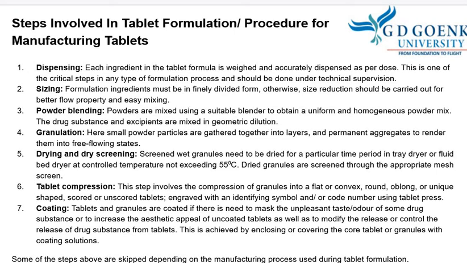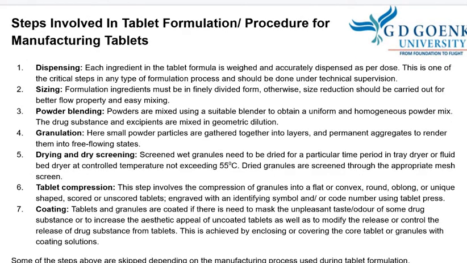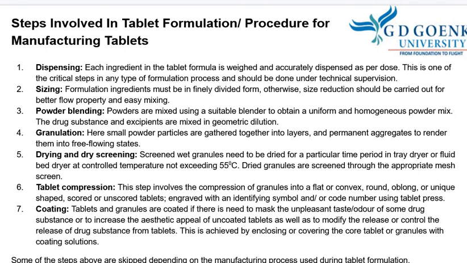Now, let us see the steps involved in the tablet formulation procedure. After seeing the probable equipments that can be used in tablet manufacture, let us see the steps that are involved in tablet formulation procedure. First of all, dispensing of the active substance and excipients is done accurately. This procedure is done under supervision.